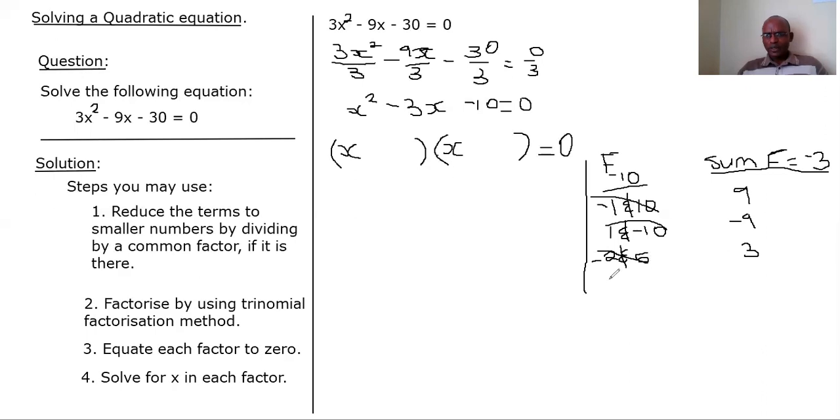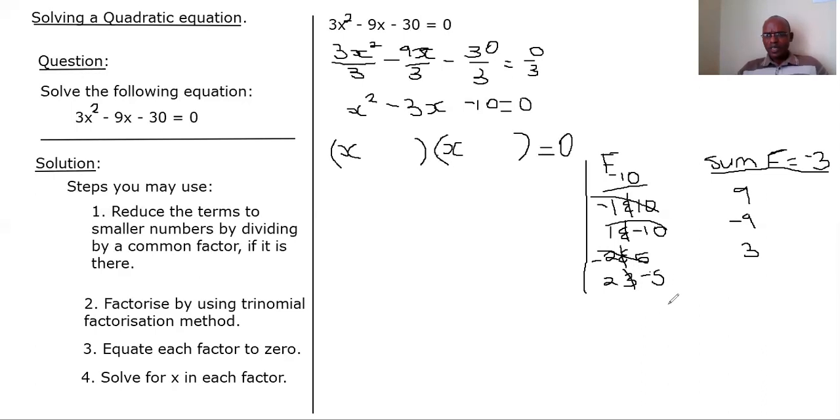out. Then we swap the negative operation there. That's 2 and, sorry for my end there, negative 5.